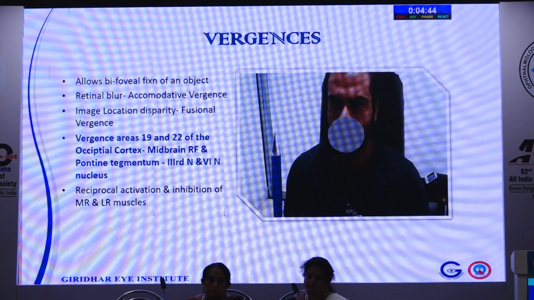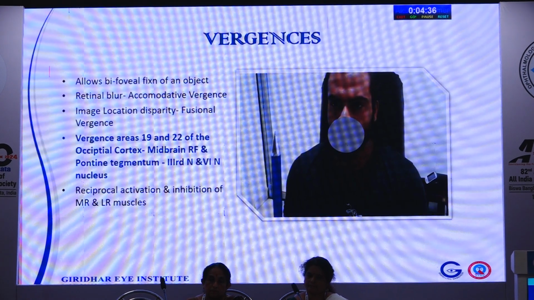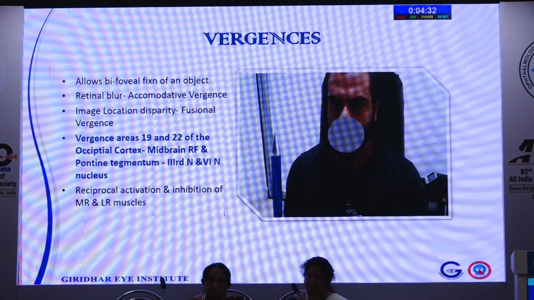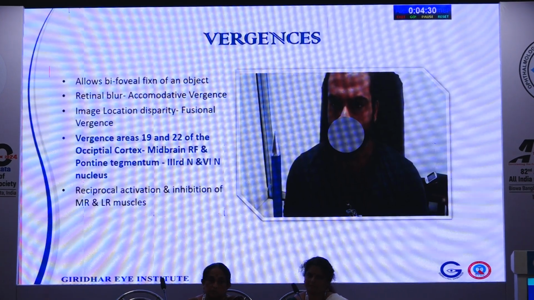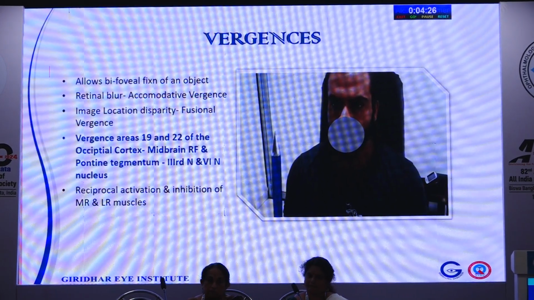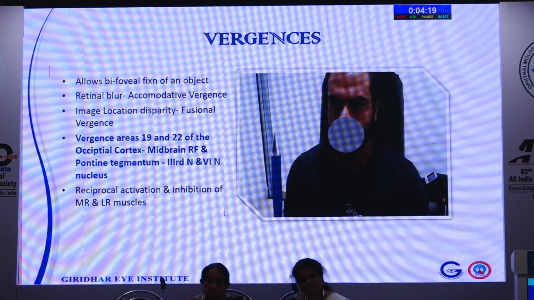They are disconjugate movements in opposite directions. What does it do? It allows bifoveal fixation of an object. Accommodative vergence happens when you have a retinal blur, whereas the location disparity of an image gives you the stimulus for a fusional vergence. Now, the vergence centers are multiple and not exactly known, but you have centers in the occipital cortex areas 19 and 22, in the midbrain, the reticular formation, even in the pons, and the command goes to the 3rd and 6th nerve nuclei.